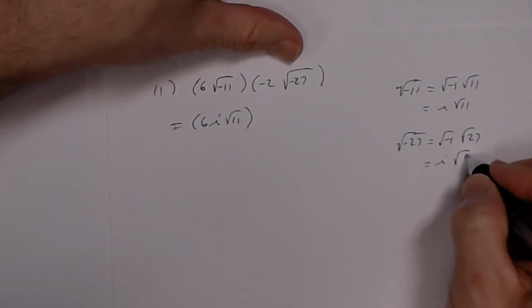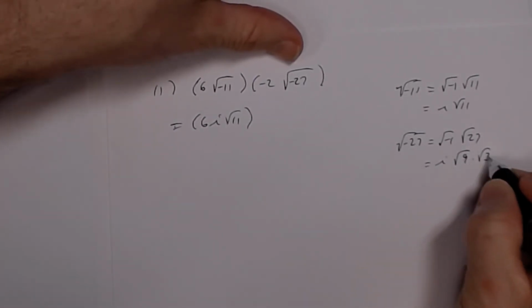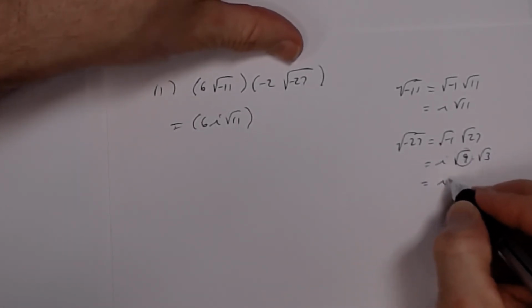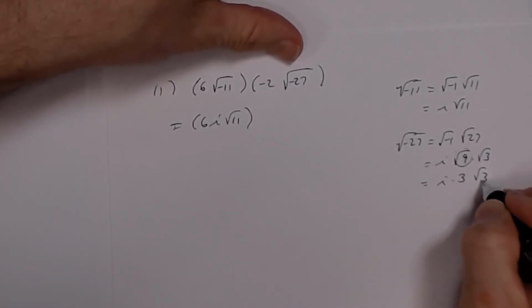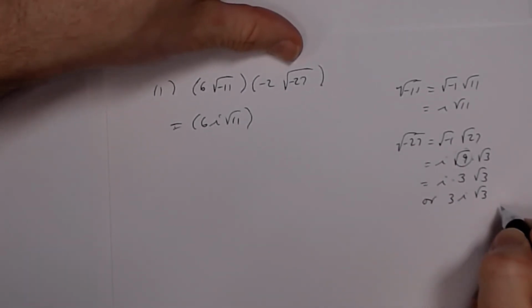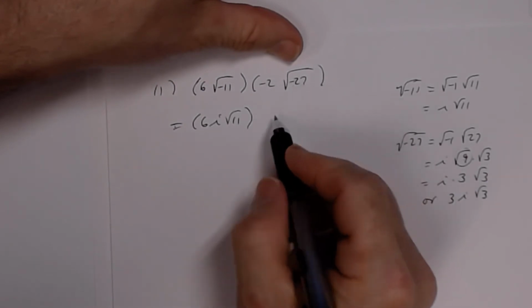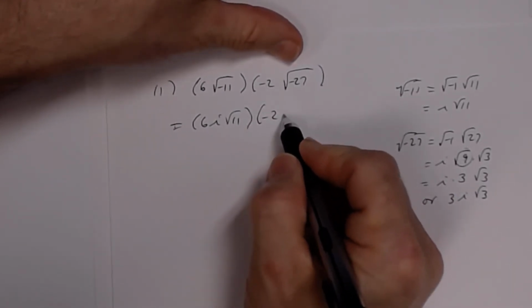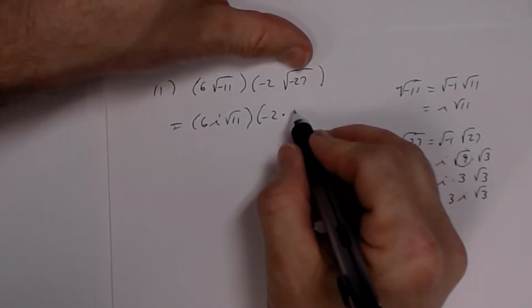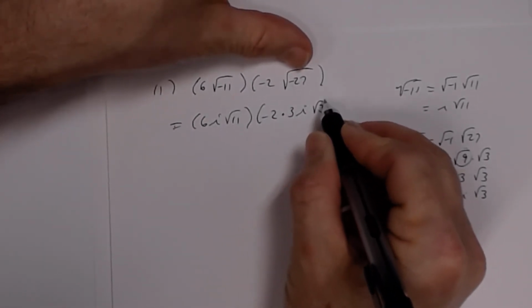So this becomes the square root of 9 times the square root of 3, because 9 times 3 is 27. And the square root of 9 is 3. So this becomes i times 3 square root of 3, or 3i square root of 3. And so that's going to be this right here. So I'm going to say negative 2 times, and then this right here is 3i square root of 3.